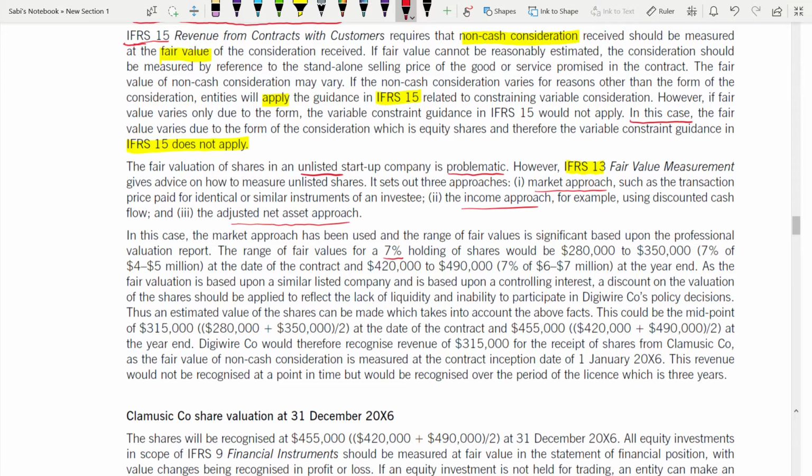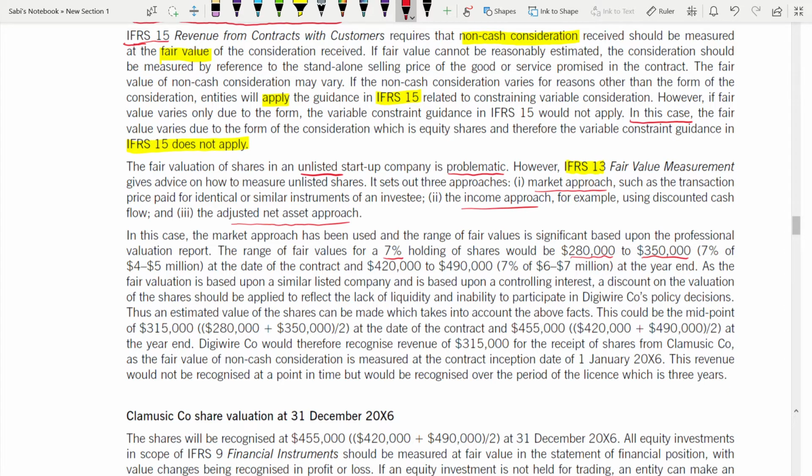I've highlighted also 7%. So the range of fair value for a 7% holding of shares would be how much? 280,000 to 350,000. How are they saying? Because the range was given as 4 to 5 million. So 7% of 4 million is 280,000. 7% of 5 million is 350,000.